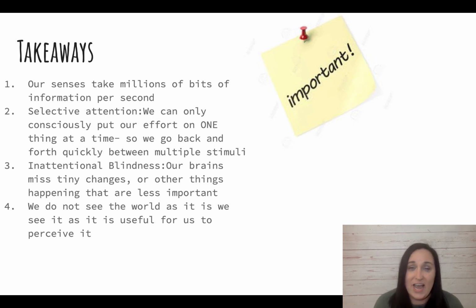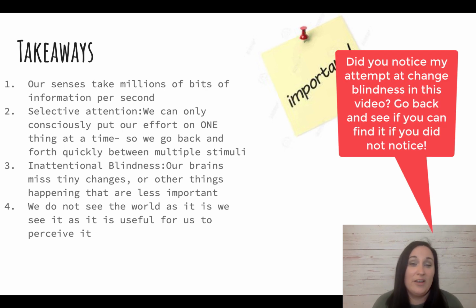Okay, so we take in millions of little bits of information per second, but we can really only consciously and effortlessly attend to one thing at a time. So when we are multitasking, we're just switching back and forth between different stimuli and giving them our attention. Inattentional blindness, our brains miss tiny changes or choices. We're slightly off if they're little and not super important, and big differences. And finally, we do not see the world as it is. We see the world as it is useful for us to perceive it. Okay, so that wraps up Module 16.